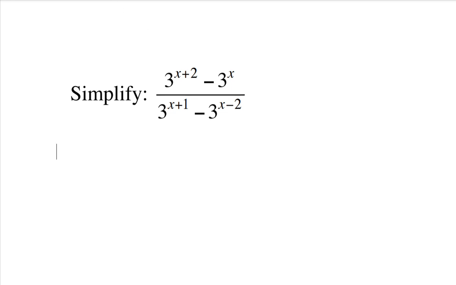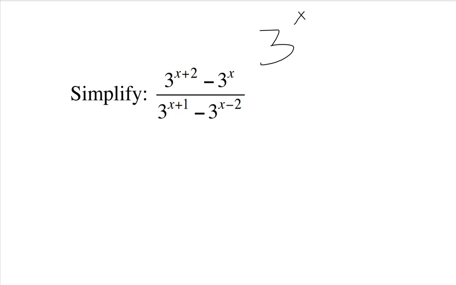So we see that we've got a minus, or subtraction. Therefore we think about factorizing. If you think about factorizing, automatically you have to consider the common factor. In our case, the common factor is 3 to the power x. So this is our common factor.